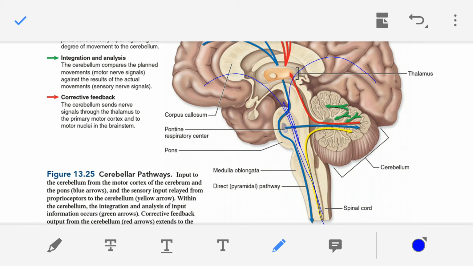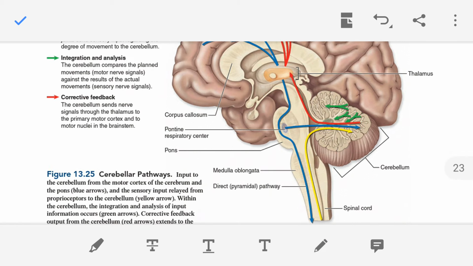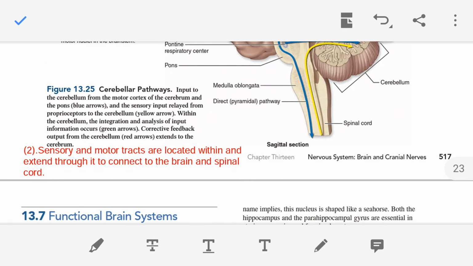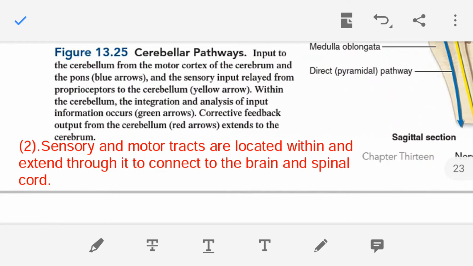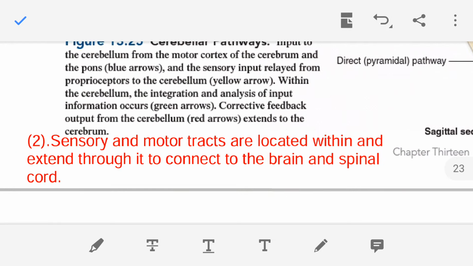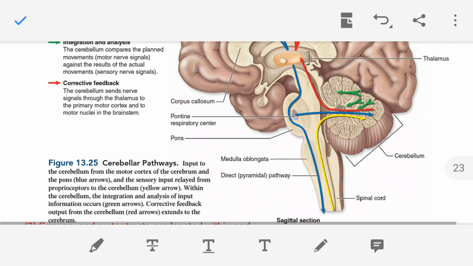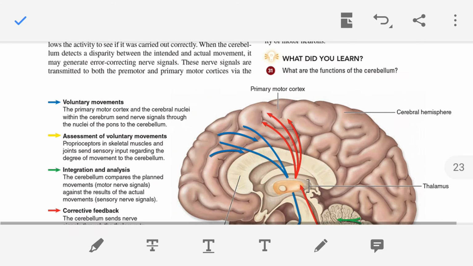So we can say the pons is acting like the connecting link between the brain and the spinal cord, because the tracts are traveling, passing on from the pons. So this is the second point.